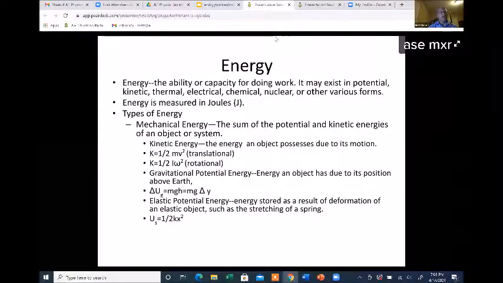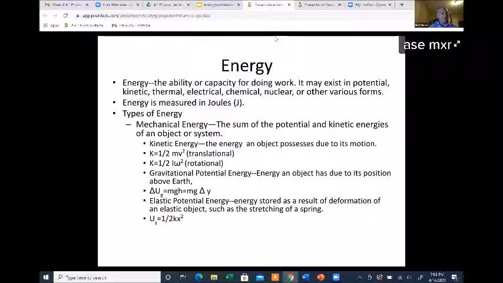An object like a tire that's rolling down a hill could have a combination of both of these because it's moving in a linear direction, but it's also rotating as it moves. So things that are rolling and going in a linear path have both types of kinetic energy.